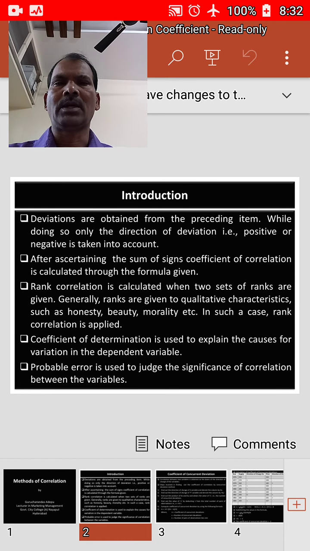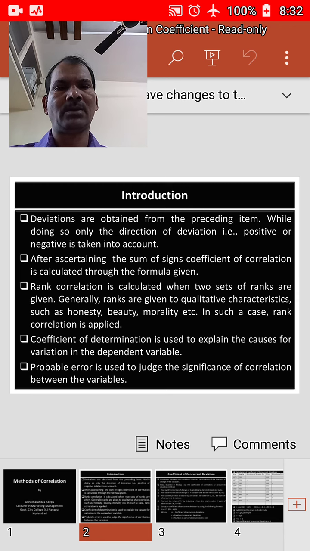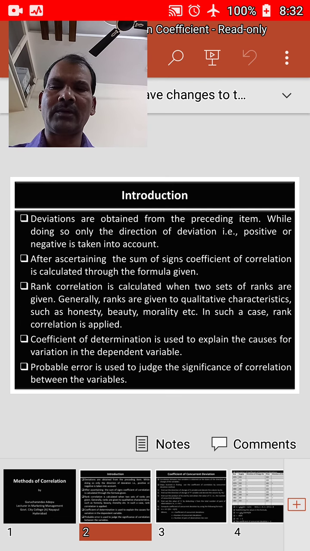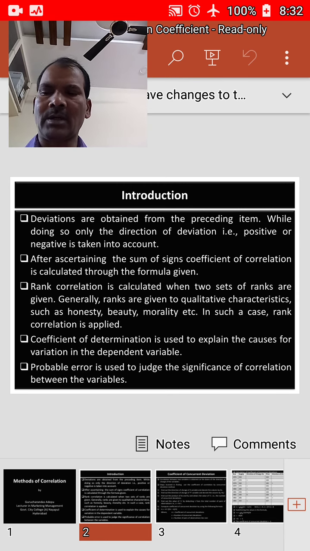Hello, today our class is on methods of studying correlation 2. That is, we have discussed three methods in the first class, and now we will discuss the leftover two methods. That is, coefficient of concurrent deviations and Spearman rank correlation. First, we'll see the introduction to the concurrent deviation method.